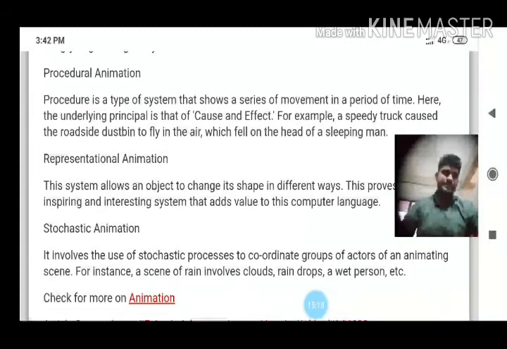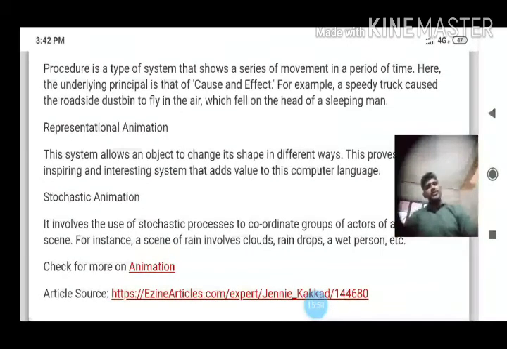I'm going to give one more example. Take a lorry, bus or car going very fast, at 200 km per hour. When it is going 200 km per hour, automatically nearby dustbins are flying away. When the dustbins fly away, they fall on the head of a person, or the head of a sleeping man. When the dustbin fell on the head of the sleeping man, he was injured and he called the doctor. When the doctor came, he gave the treatment. These all are step by step procedural animation.